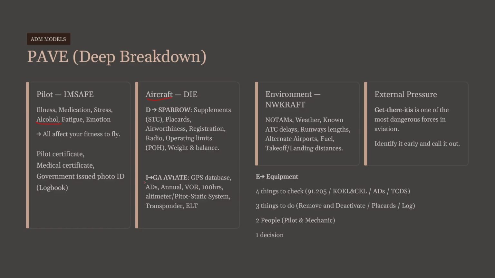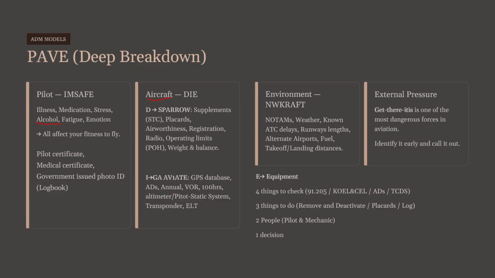And next, I stands for inspections. And here I use GA AVIATE. So that includes GPS database. If the flight depends on GPS navigation, especially IFR, the database needs to be current as required for the operation. And ADs, which is airworthiness directives, these are legally enforceable corrections issued by the FAA. So I need to confirm that any applicable AD has been complied with.